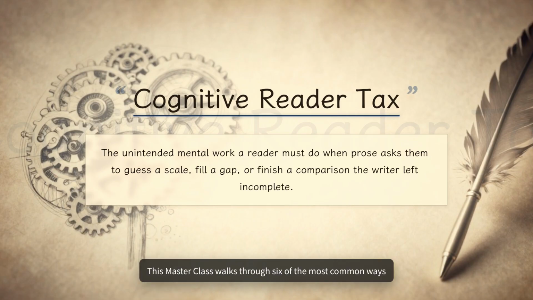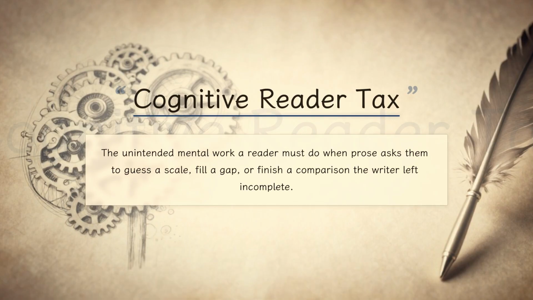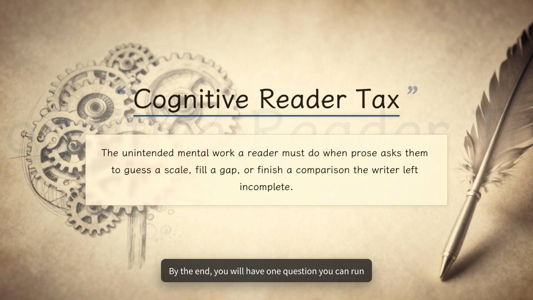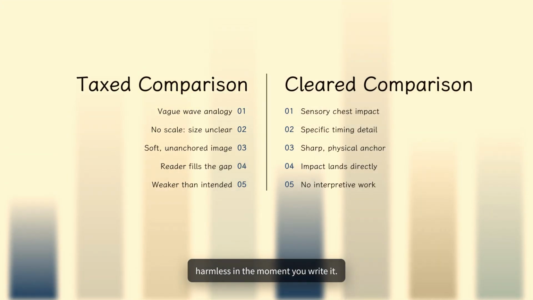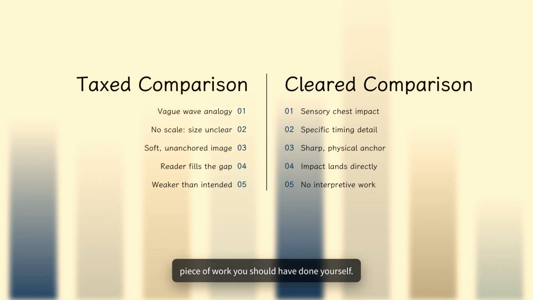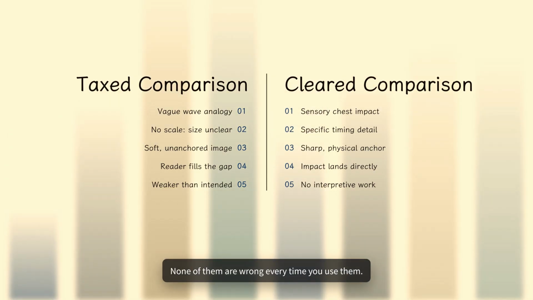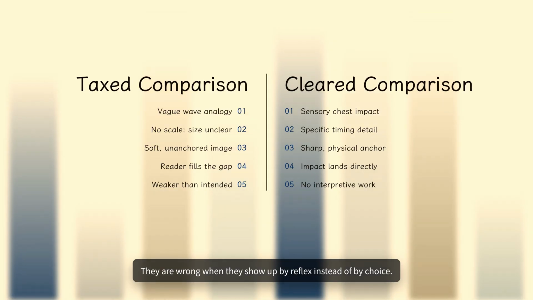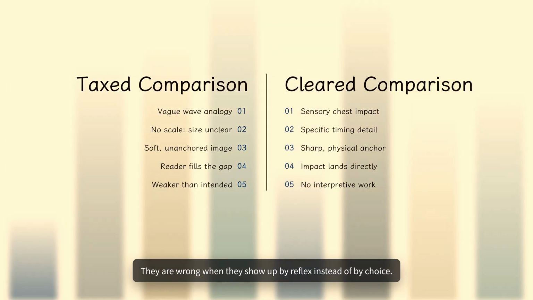This masterclass walks through 6 of the most common ways prose quietly taxes a reader without the writer noticing. Then it covers the other side of the coin, the moments when that same ambiguity is exactly the right tool for the job. By the end, you will have one question you can run on any sentence that feels close, but not quite landed. Each of these 6 habits feels harmless in the moment you write it. Each one asks the reader to do a small piece of work you should have done yourself. None of them are wrong every time you use them. They are wrong when they show up by reflex instead of by choice.